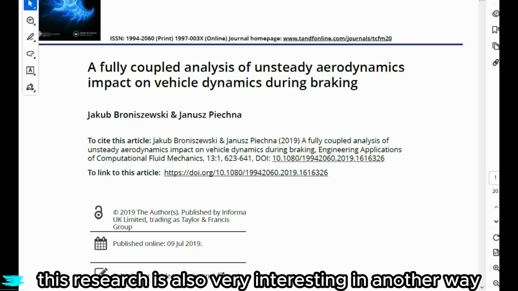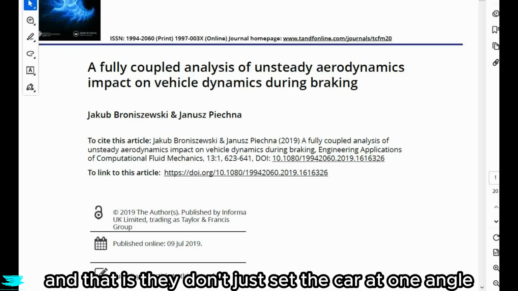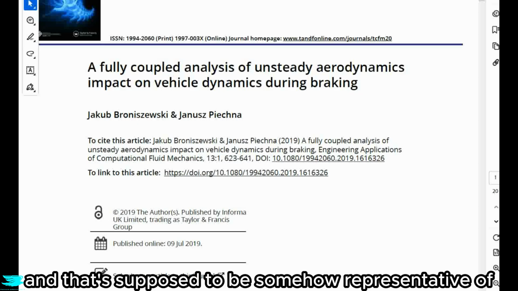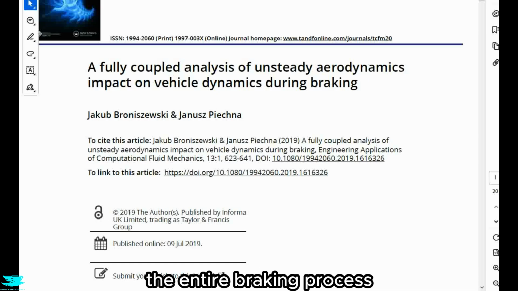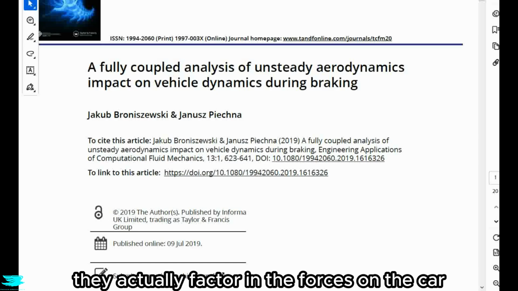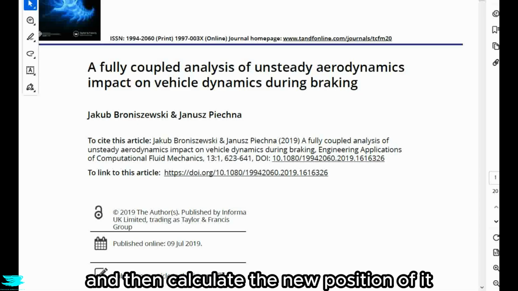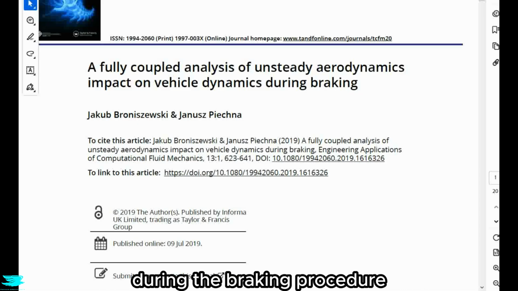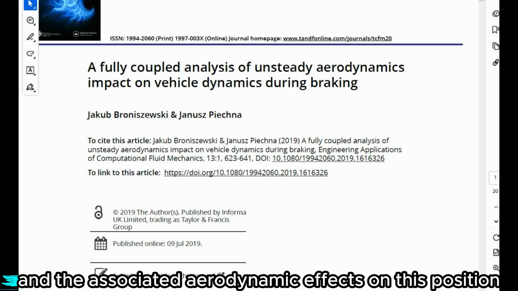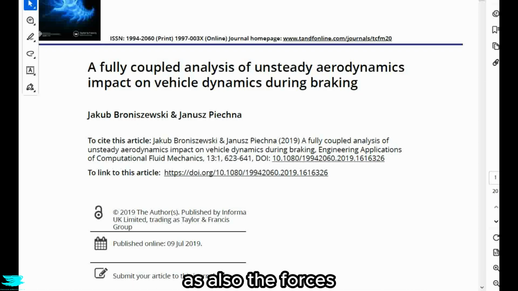So this research is also very interesting in another way, and that is they don't just set the car at one angle that is supposed to be somehow representative of the entire braking process, but rather they actually factor in the forces on the car, the stiffness of it, and then calculate the new position of it during the braking procedure and the associated aerodynamic effects on this position as well, so the forces. And in turn that goes on.